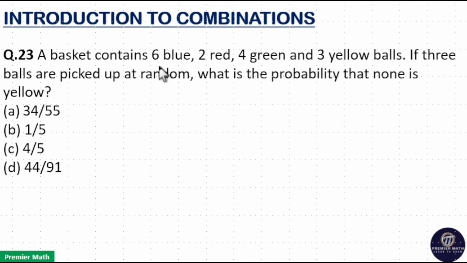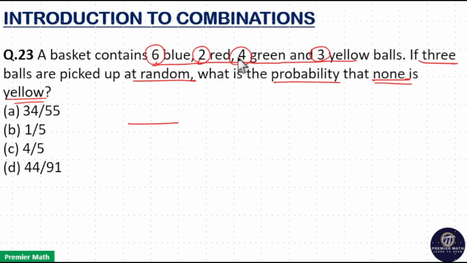A basket contains 6 blue, 2 red, 4 green and 3 yellow balls. If 3 balls are picked up at random, what is the probability that none is yellow? Here this is probability of favorable outcome by total outcome. Total balls are 6 plus 2 plus 4 plus 3, which is 15. So from these 15 balls, we have to pick up 3 balls. We have to select 3 balls. Our need is 3 and our resource is 15. So 15C3 is the total outcome.